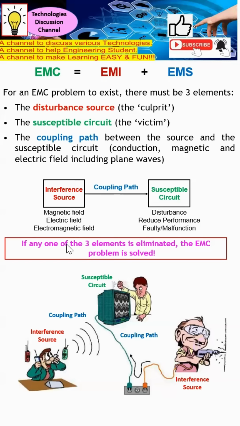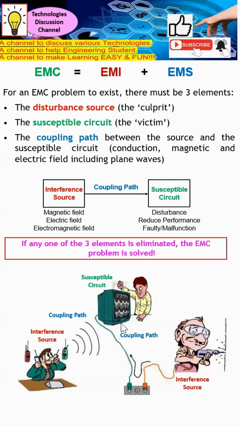If you are able to eliminate any one of the elements, then the EMC problem is solved. For example, if we can remove the noise, then we don't have any more EMC issue. Next, if we can make the victim so strong that it can tolerate the noise source, then again we do not have any EMC issue. Last but not least, I think this is the most important way: how to cut away the coupling path. If we are able to cut away the coupling path, the noise source will not be able to reach the victim. Again, we also resolve the EMC issue.